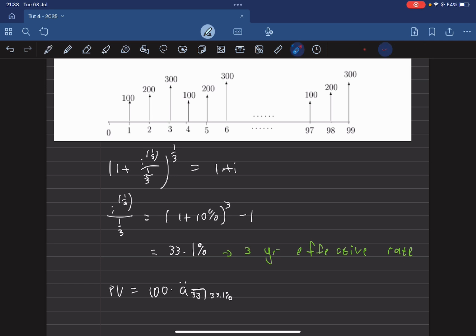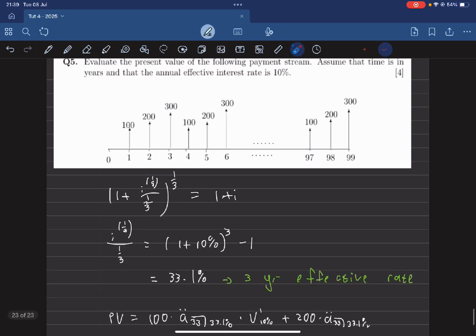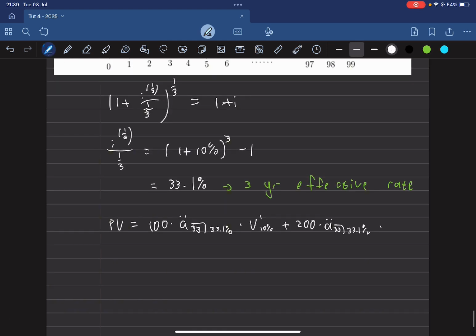Since we're doing it in advance, it's going to present value to here, but we still need to move it back 1 period, because we want it at time 0. So we're going to times it by v to the power of 1, using the 1-year effective rate, which is 10%. Now let's do the 200. It's very similar: 200 times an annuity in advance, with 33 payments at 33.1%. The only difference is that we want to move it back 2 years, so we times it by v to the power of 2 at 10%.